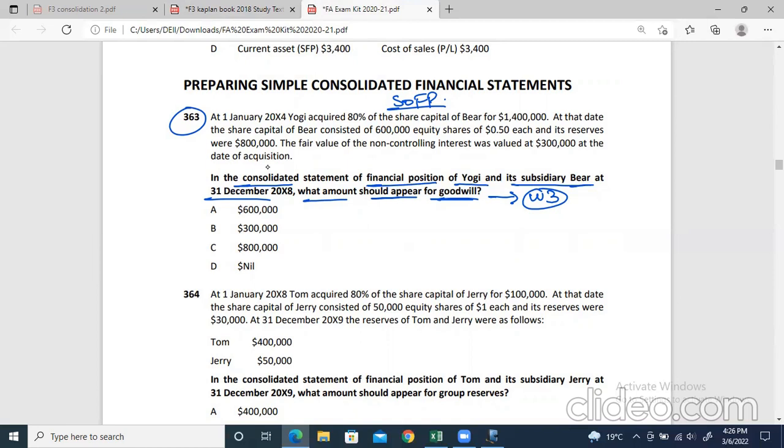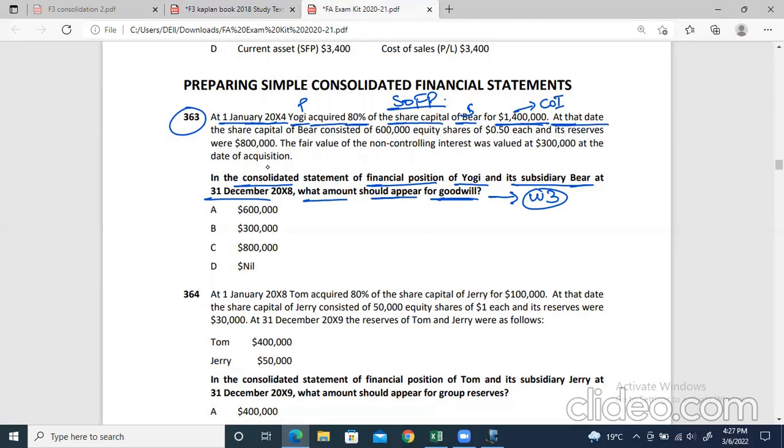Now at 1st January 2014, Yogi acquired 80% of share capital of Bear for $1.4 million. That means that Yogi is the parent, Bear is the subsidiary over here. So this is the cost of investment that is given, and usually it is given in every question. That is, when Yogi took out its wallet from the pocket, it took out $1.4 million to pay for the subsidiary. Now this amount has two things, remember: net assets as well and goodwill as well. But that's a more detailed thing. Obviously, this is the first question.